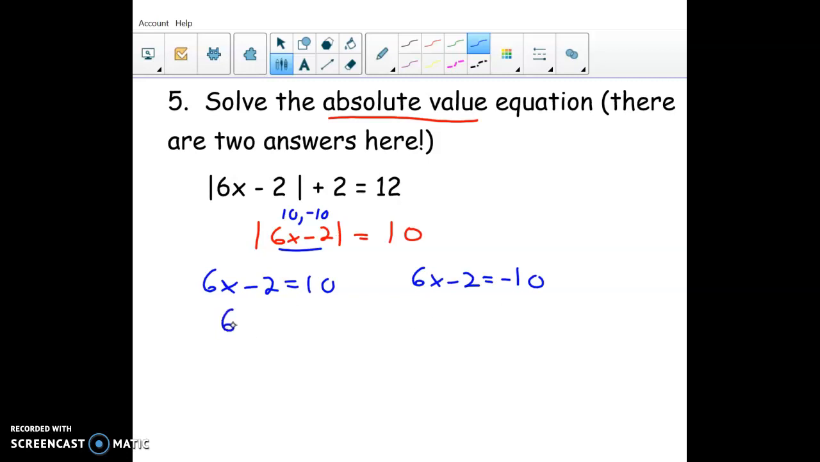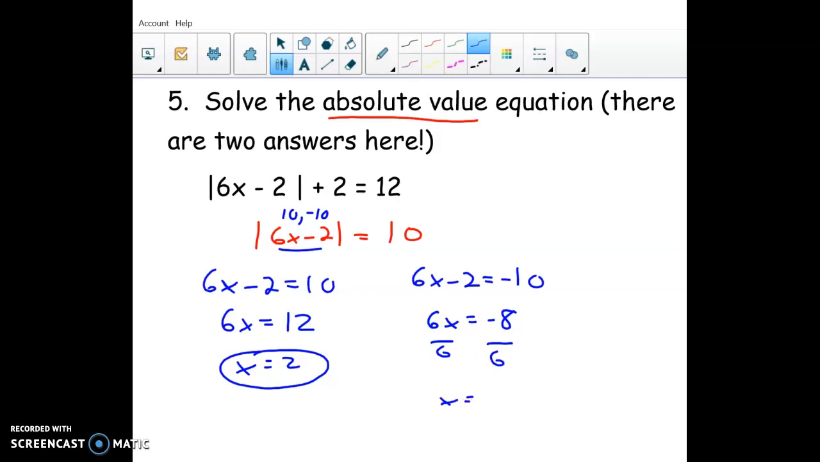So now I just got to solve this. So add 2 to both sides, divide by 6. Okay, that's one answer. And then go to this one, add 2, that's negative 8, and then divide by 6. And so if we reduce that a little bit, that'll be negative 4/3. All right, and those are my two answers to that absolute value equation.